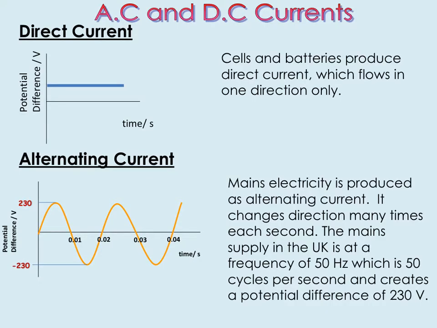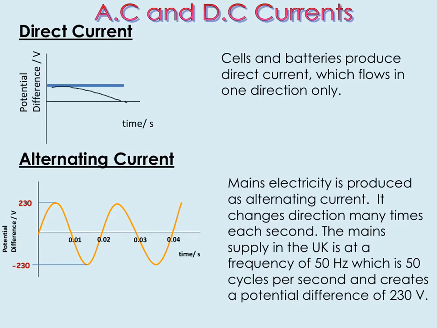The first thing we're going to look at is the difference between alternating current and direct current. We're going to look at direct current first. Direct current is produced by cells and batteries, and direct current flows in one direction only. So you can see over on this side we've got a graph, and you can see that direct current goes in one direction only, and it doesn't oscillate, so it doesn't change at all. If you left the device on for a long period of time, what you would see is that current would slowly decrease with time.